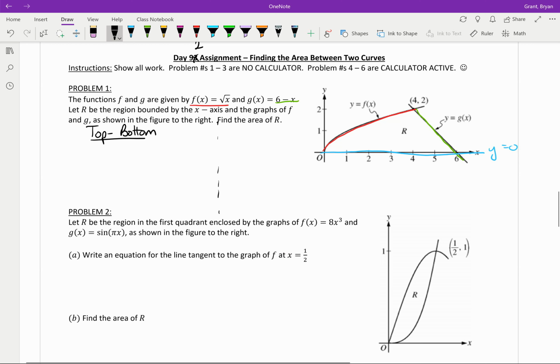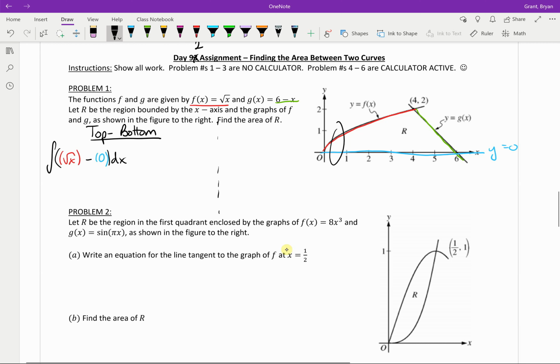Okay. Now, if we want to find the area of R, my top function is the square root of x and my bottom function is 0, at least for a while. So I'm going to go ahead and do the integral. Top function, square root of x. Bottom function is the line 0. You don't need to write the 0. I just think it's always nice to see the two functions. dx. But then what do we integrate from?